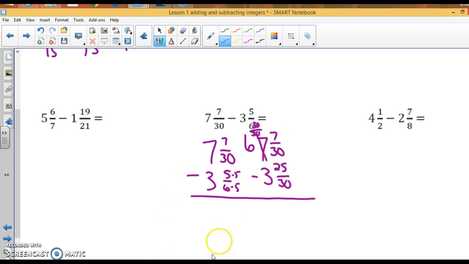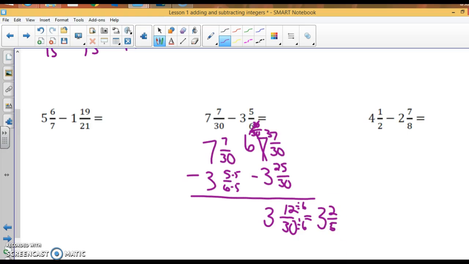But I already have 7/30. So this 30/30 plus this 7/30 makes this 37/30. Right? 30/30 plus 7/30, 37/30. Now I subtract. 37/30 minus 25/30 is 12/30. 6 minus 3 is 3. So 3 and 12/30, but I need to reduce. I can divide these both by 6, and I will get 3 and 2/5.